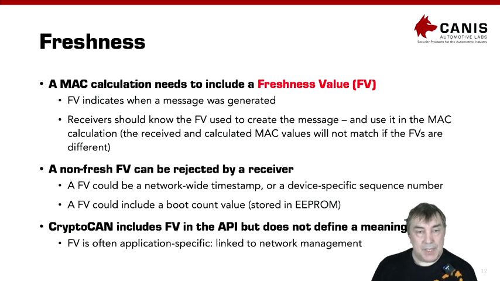So CryptoCAN, because of the way there's different ways of interpreting and creating a freshness value, includes a freshness value in the API, but it doesn't define the semantics of that. Because it's this application-specific value, it's very often linked to network management to do with devices going offline, coming back online. So it's left to the application to decide exactly what semantics to apply to a freshness value.